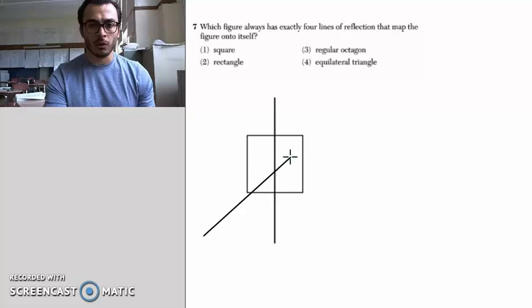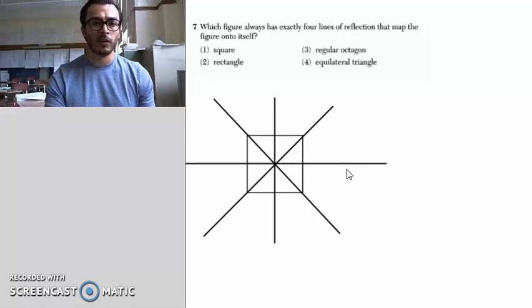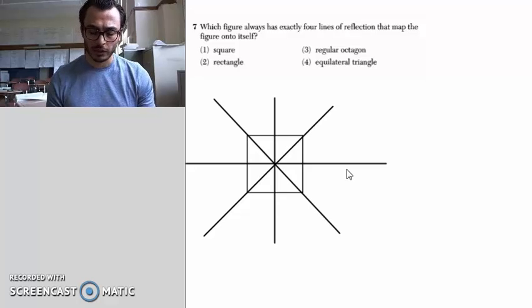I can draw another one like that. That's 2 lines of reflection, right? Then this would map here, this would map here, and it would map onto itself. So that's 2 so far. I can draw another one like this. That's 3 lines of reflection so far. And then the other one I can draw right through here, and then it would map onto itself. So that's a total of exactly 4 lines of reflection that I can draw.